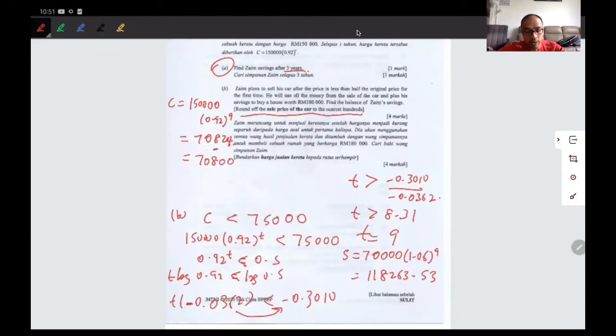So there looks like a balance. He wants to buy the house, which is 180,000. He is going to use this money and this money to buy the 180,000 house. So how much is his balance? The balance will be 118,263.53 plus 70800 minus 180000. And you get the final answer, which I'm going to write in blue. You get 9063.53, which is our final answer.